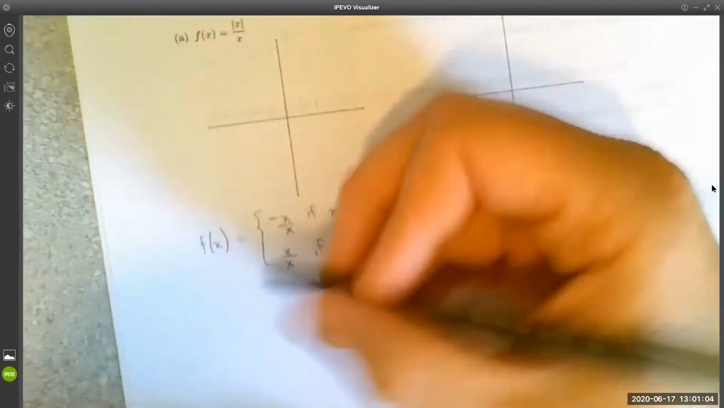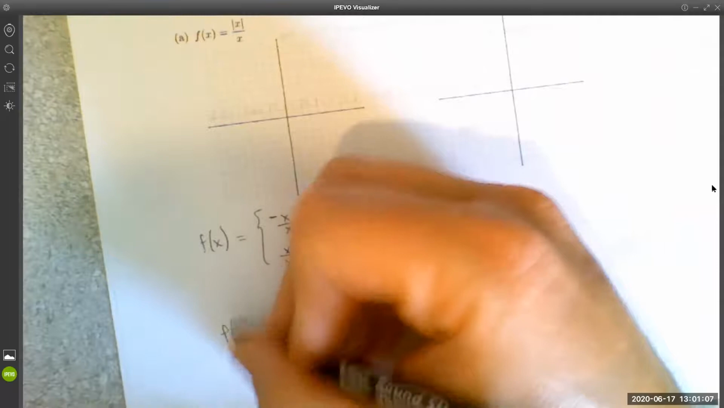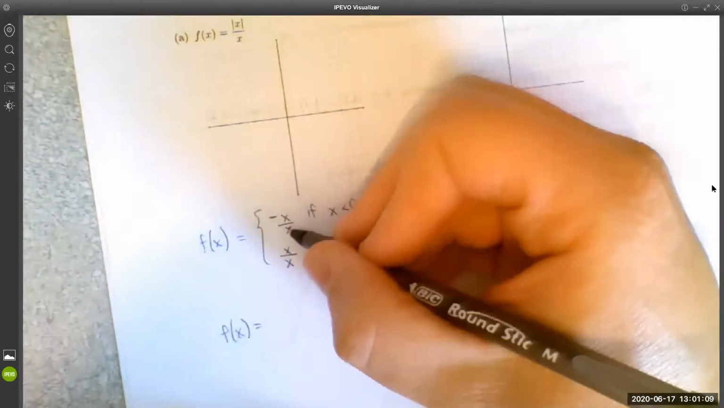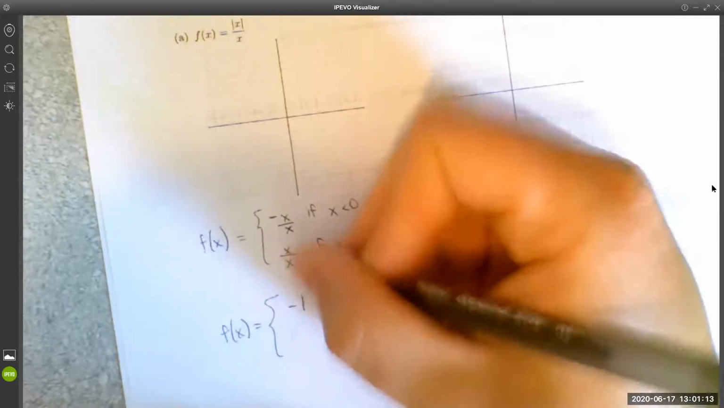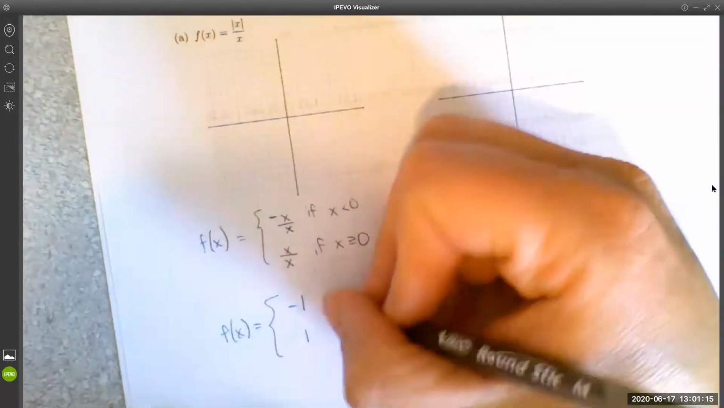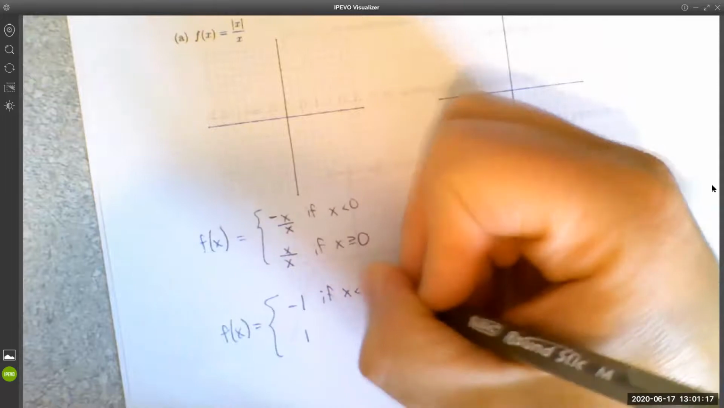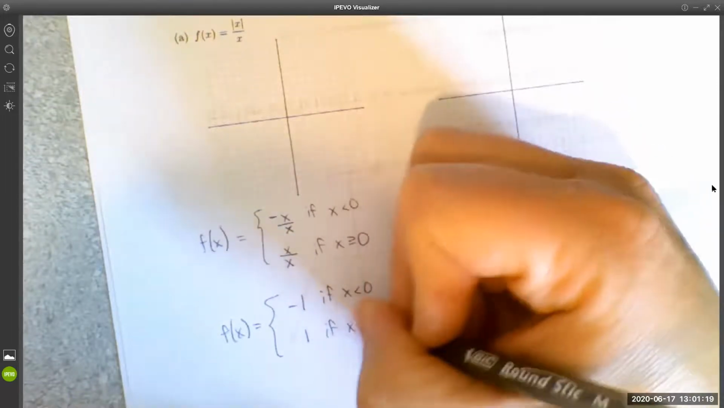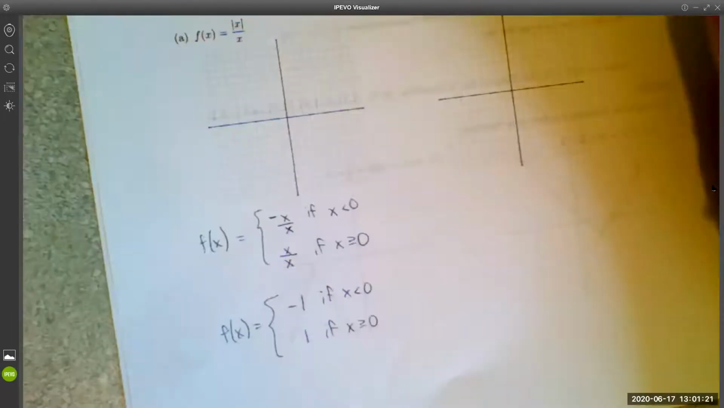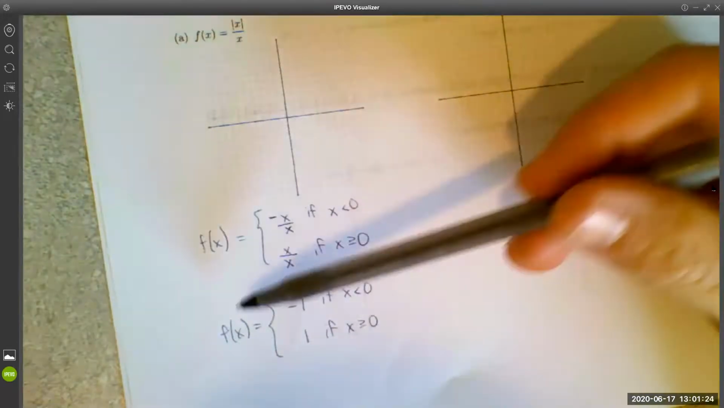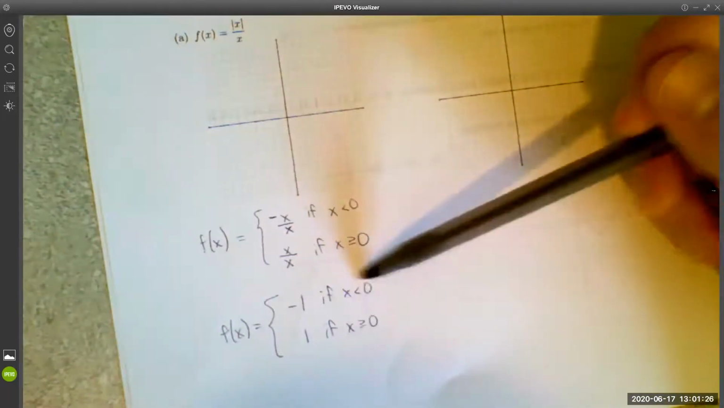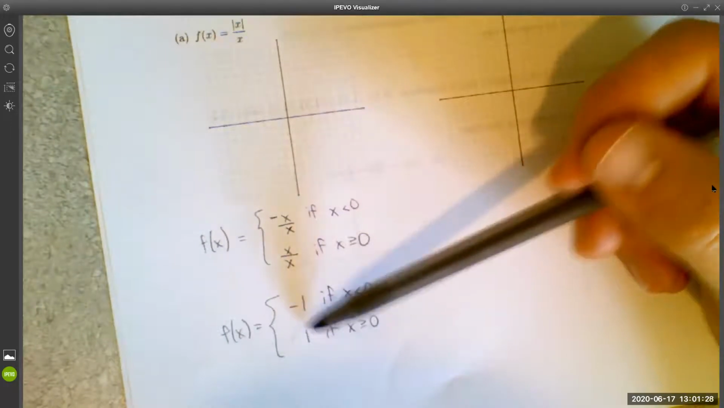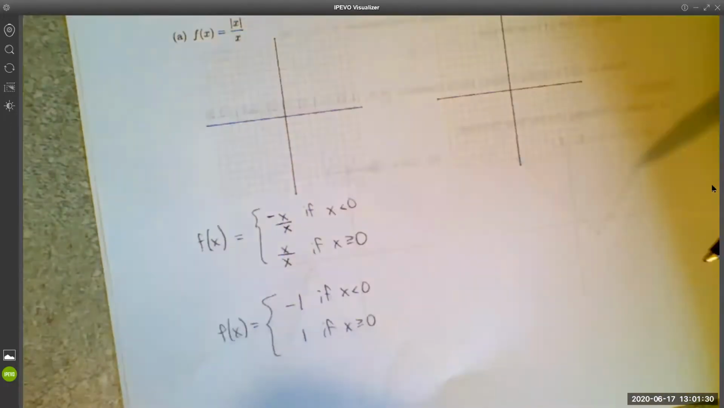I can simplify that a little bit now. Obviously, negative x divided by x is just going to be negative 1, and positive x divided by x is just going to be positive 1. So this is what I get from my piecewise function: f of x is negative 1 if x is less than 0, and f of x is positive 1 if x is greater than or equal to 0. So here's what that would look like.